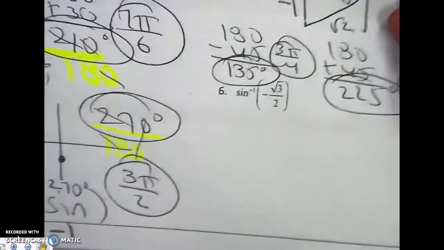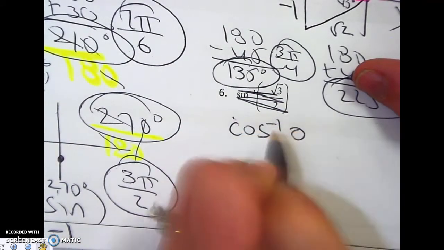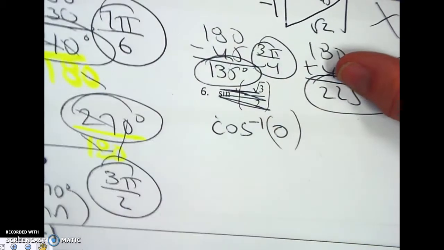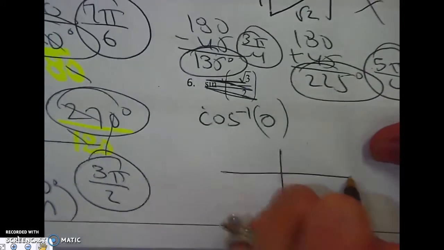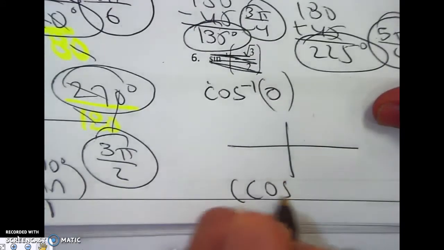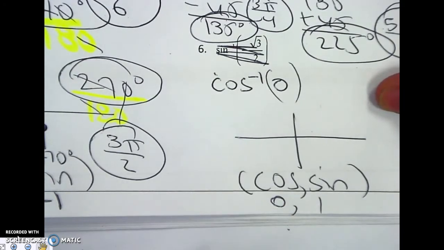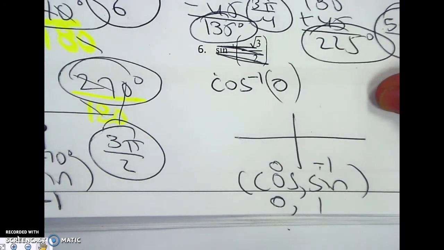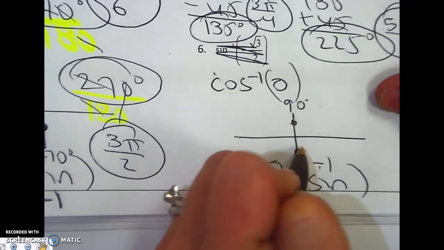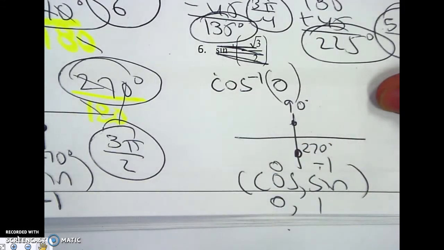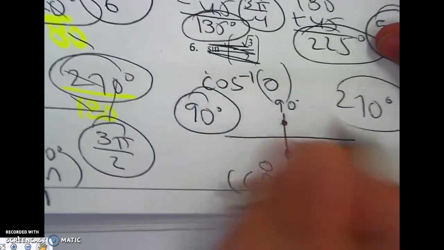All right. I actually think for the last one I'm going to change that and make it the inverse cosine of 0. So if I have the inverse cosine of 0, it's not a 30, 60, 90. It's not a 45, 45, 90. But what it reminds me of, cosine, sine. Now that means it could be 0, 1, but it could also be 0, negative 1. So it's 0, negative 1, and 0, 1, which has a value of 90 and 270. So 90 degrees is one of my answers, and 270 is another one.